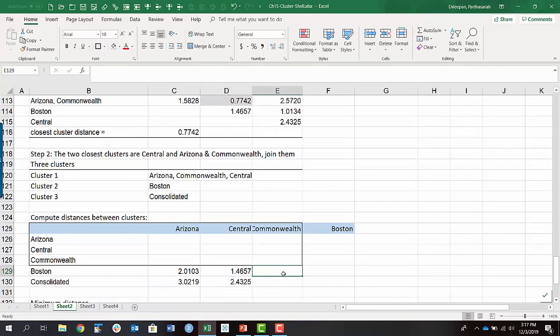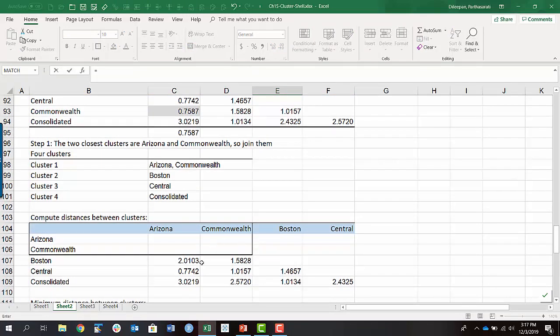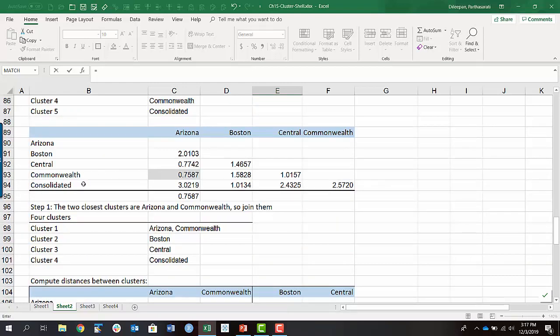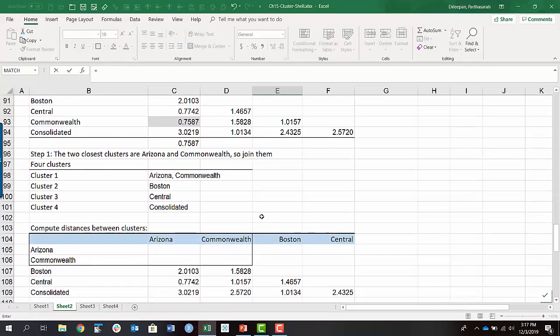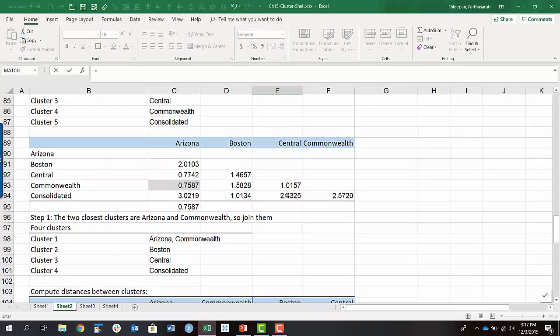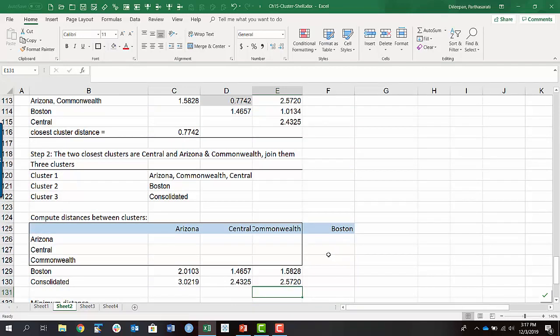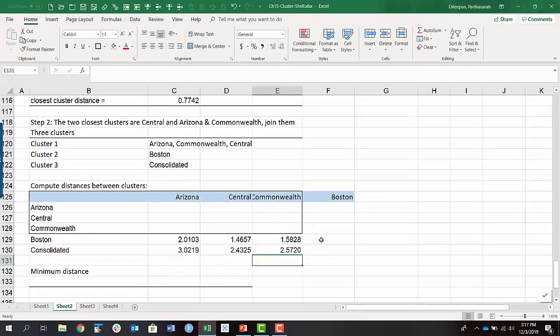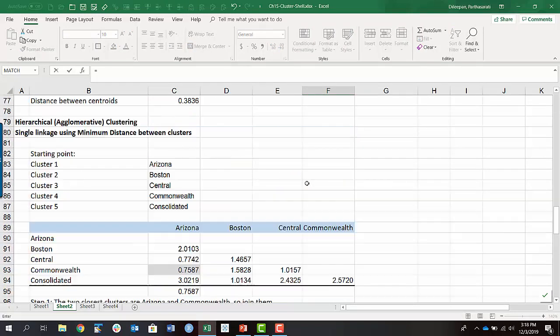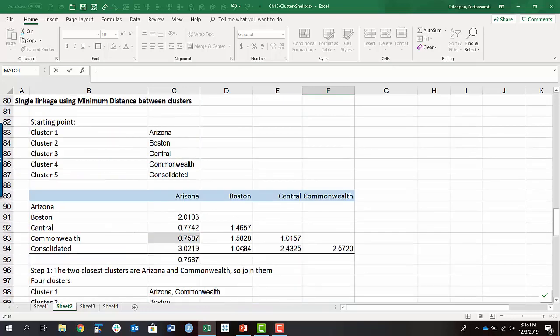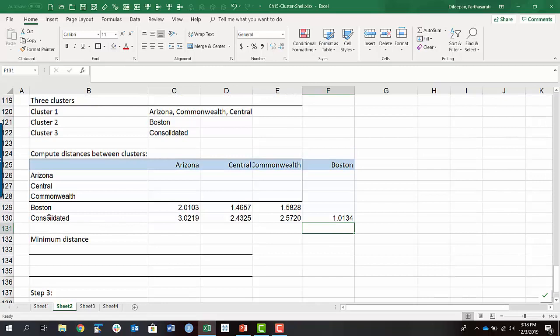Then Boston and Commonwealth, Boston and Commonwealth, and consolidated and Commonwealth. Okay, and then we have Boston and consolidated. Okay, so these are the distances that we have.